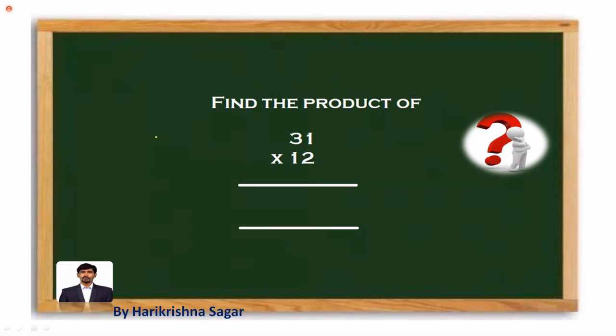So how can we proceed with the answer? Very simple. 31, so the first digit is 3. Second digit is going to be 12. That means here it is 1, here it is 2.